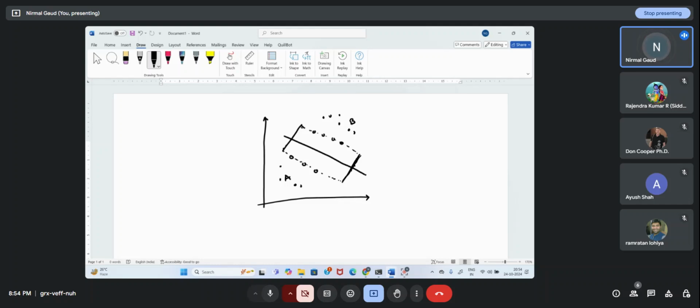It's called the hyperplane, which is a line or a decision boundary. So decision boundary is a hyperplane. Okay. Then I told you margin M. Okay, this is margin M. M defines the width between the class boundaries.